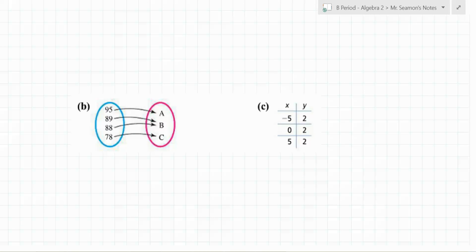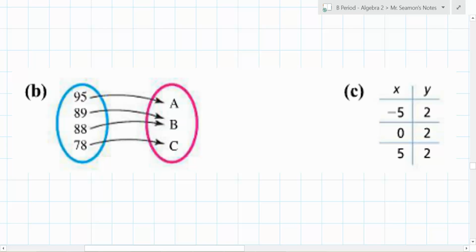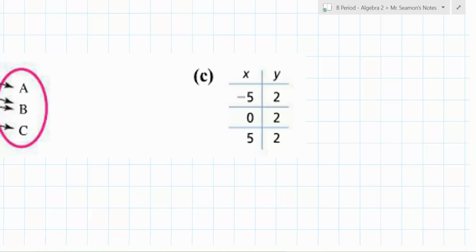What about here? What's the domain of this function right here? 89, 88, 78. What's the range of B? Done. What about that one? Is that a function? Yeah. It is. What type of line is that?